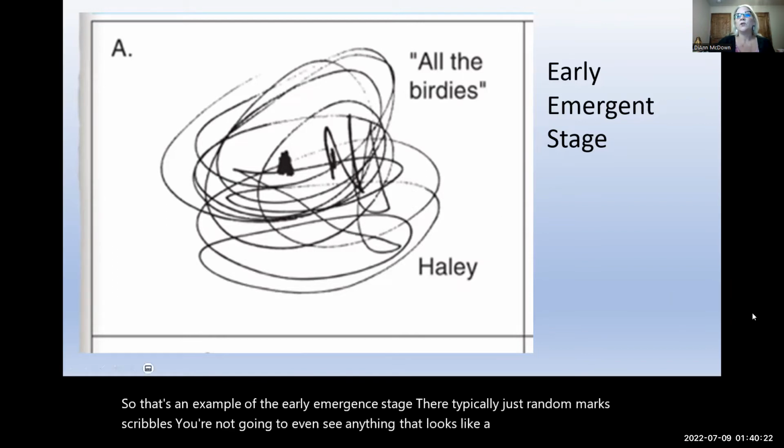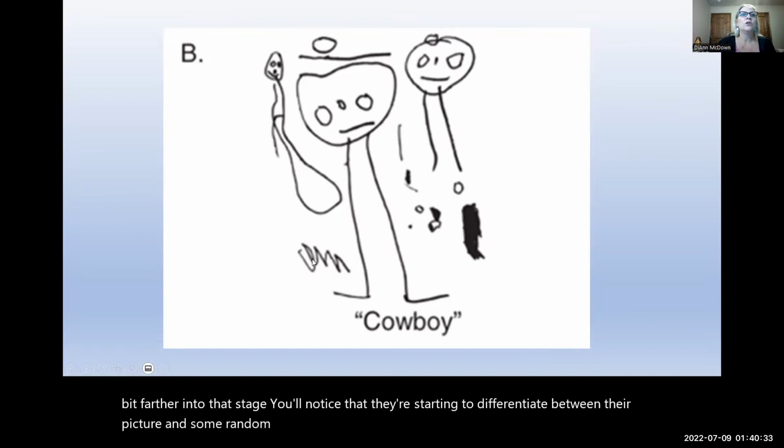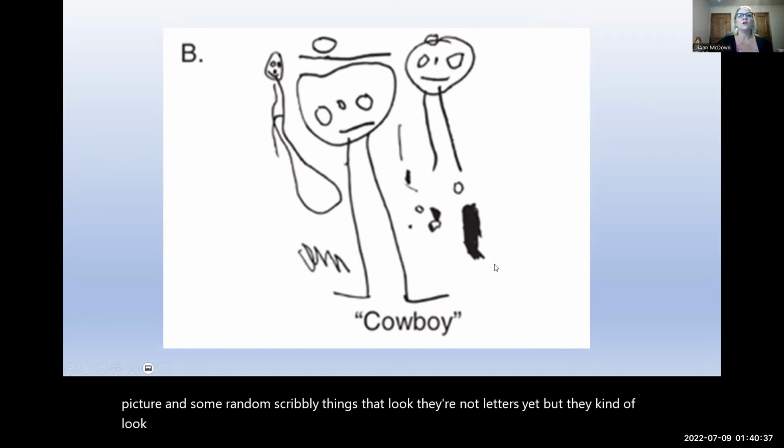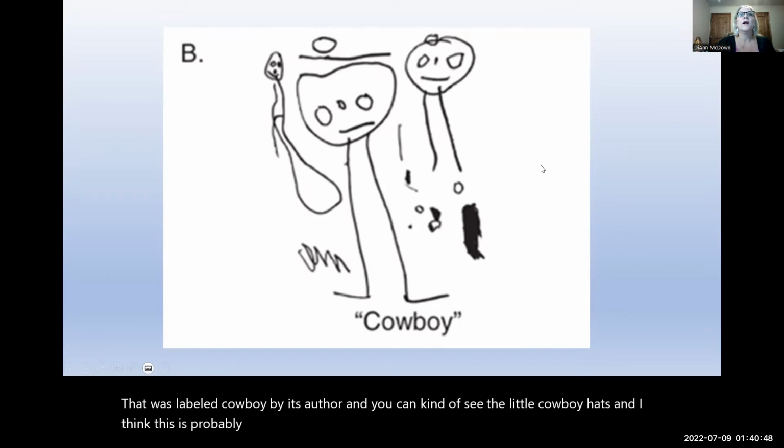Now, as they get a little bit farther into that stage, you'll notice that they're starting to differentiate between their picture and some random scribbly things that are not letters yet, but they kind of look like they're trying to make letters. So this is a picture that was labeled cowboy by its author. And you can kind of see the little cowboy hats. And I think this is probably a rope. And I'm not sure what all these other things are. But then there's some random letters.